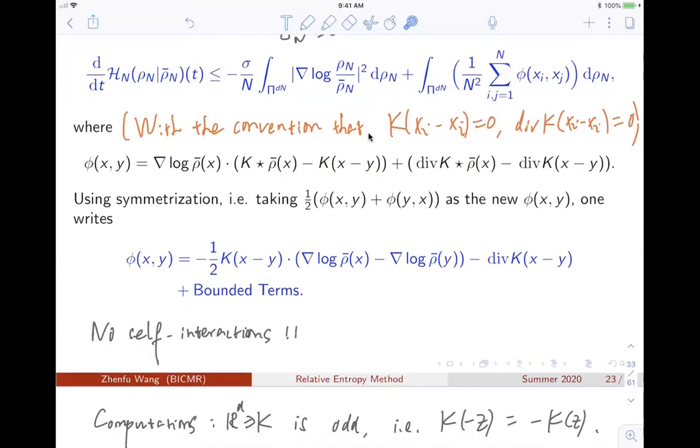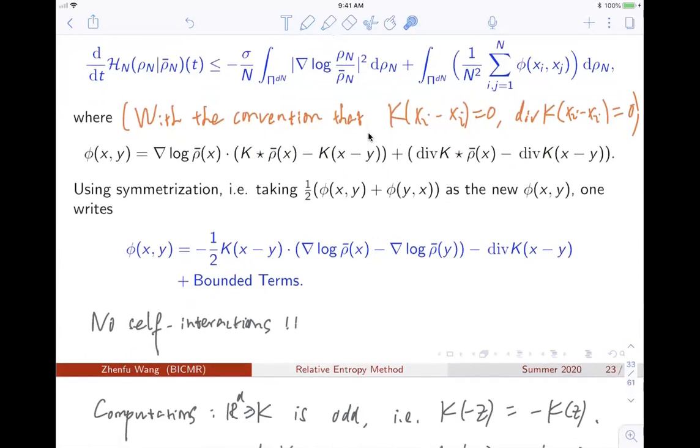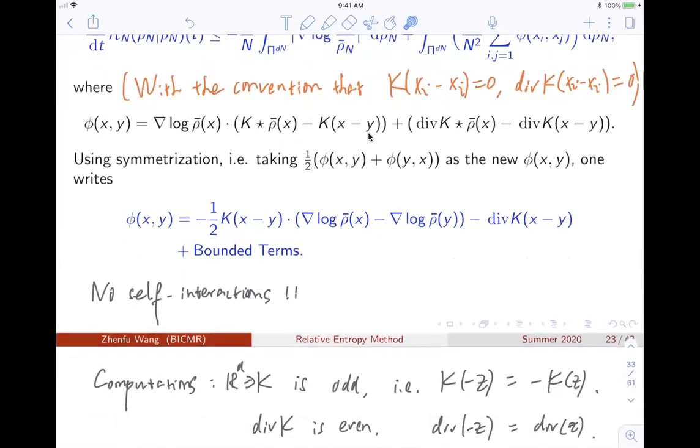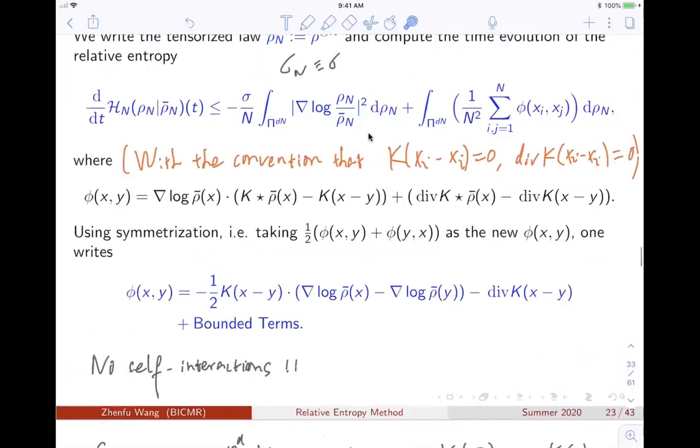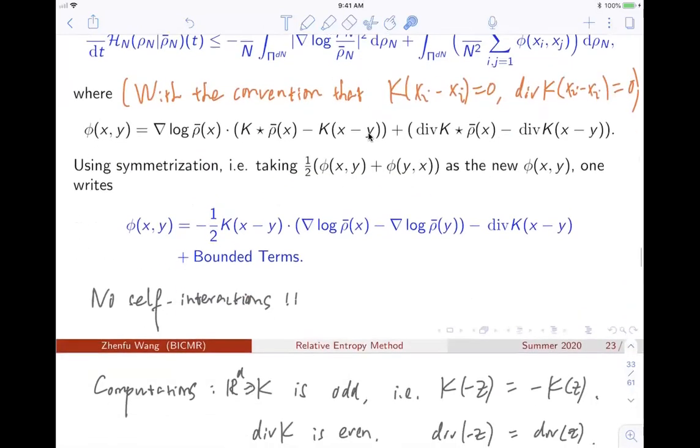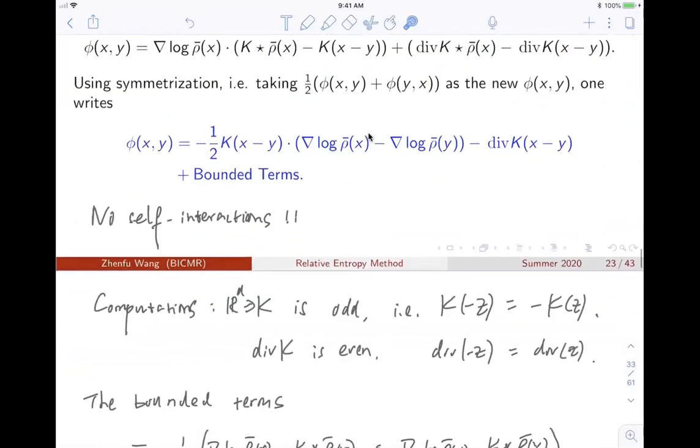And a trick, which is used in a lot of places, called symmetrization. So we can symmetrize this phi, so we can get more regularity. A very easy way is we take phi xy plus phi yx. We exchange the order and take the average, so the sum doesn't change. But when we do that, we get some very nice terms.